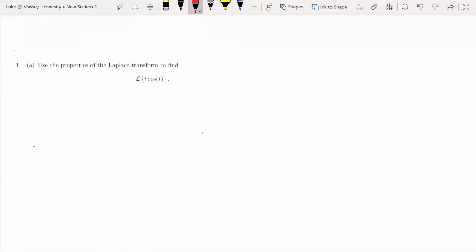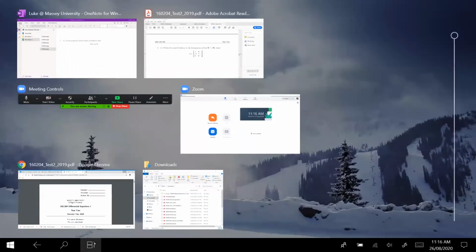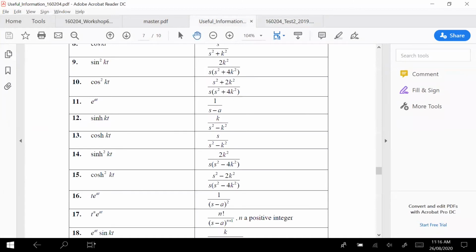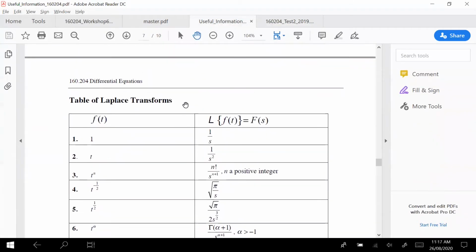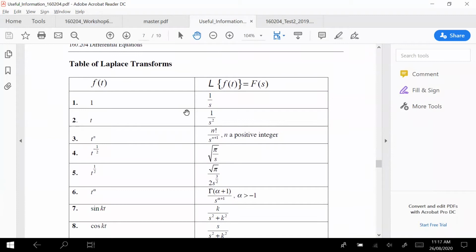The first question is, use the properties of the Laplace transform to find the Laplace transform of t times cosine t. What I'd really like you to remember is to have your table of useful information handy when you are doing these tests, okay? So let's go check that really quickly now. Here in the table of useful information is the table of Laplace transforms.